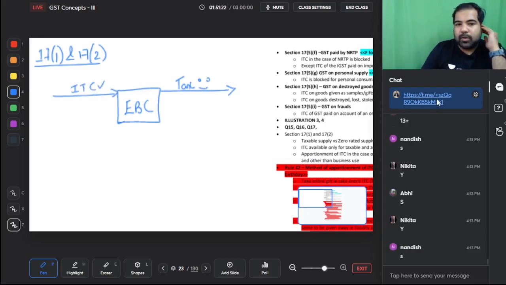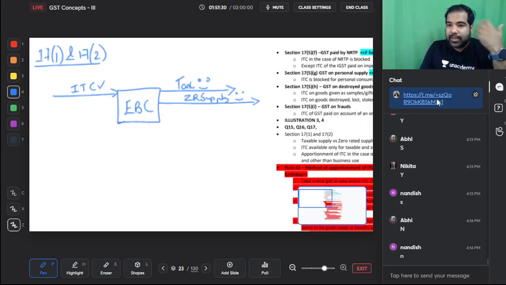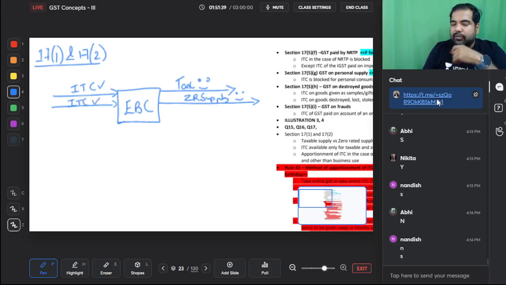What if you are making zero rated supply? Is the government happy? Yes. Why? Because zero rated means you're exporting, etc. The government is happy. Although they don't get GST on this, they're still happy. Will you get ITC credit? Yes, you will get. But this is for CA Final.